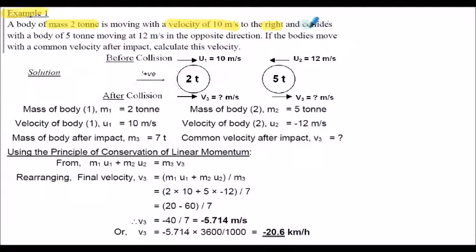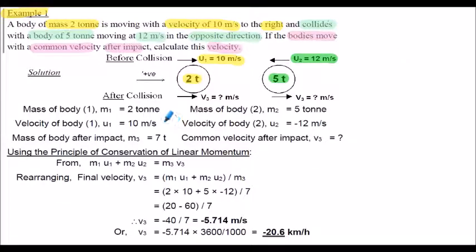It collides with a body of mass 5 tons moving at 12 meters per second in the opposite direction. If the bodies move with a common velocity after impact, we're required to calculate this velocity. So from the information in the question, body 1 has a mass of 2 tons and it's travelling at 10 meters per second from left to right. Body 2 is 5 tons and that's moving from right to left at 12 meters per second.